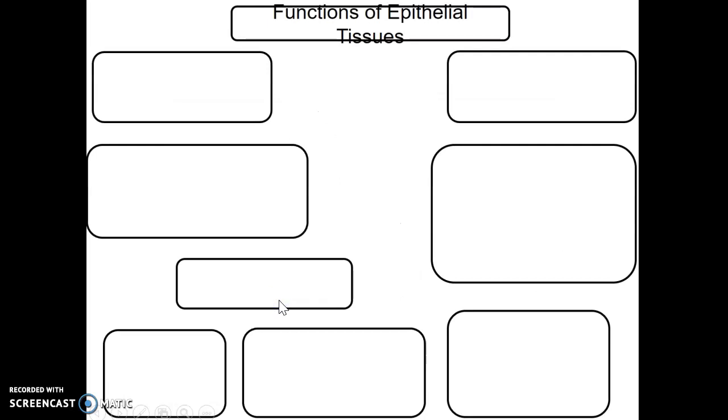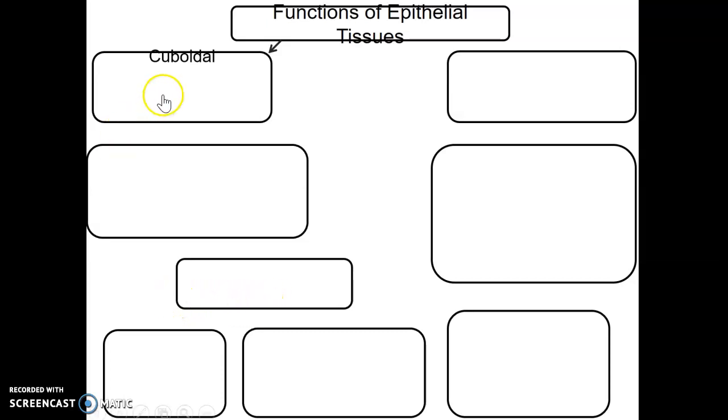First thing is we're going to talk about the functions of different epithelial tissues. What are their functions? What do they do? Based on their function, we're going to base on the type they are. The first type we're going to do is cuboidal. If you remember, cuboidal means that it looks cube-shaped, somewhat like that.